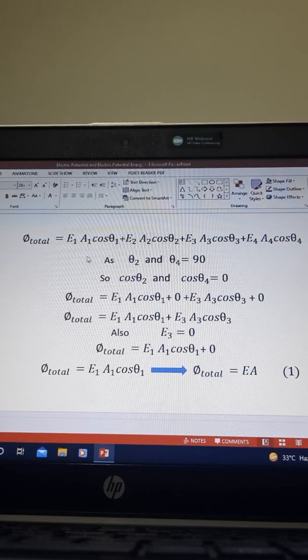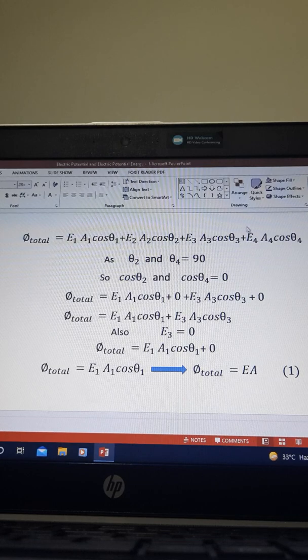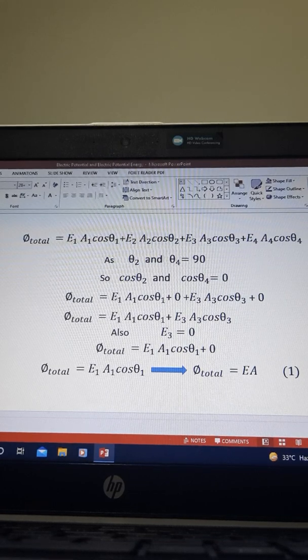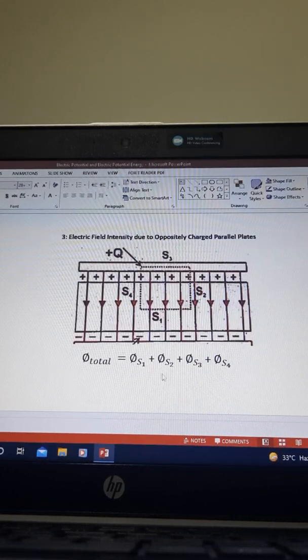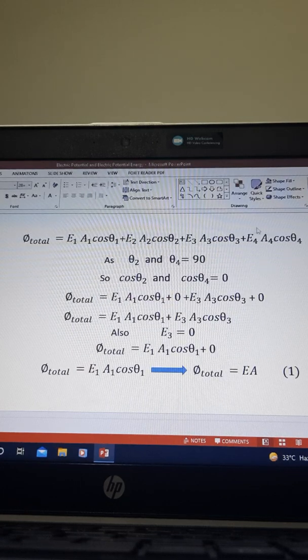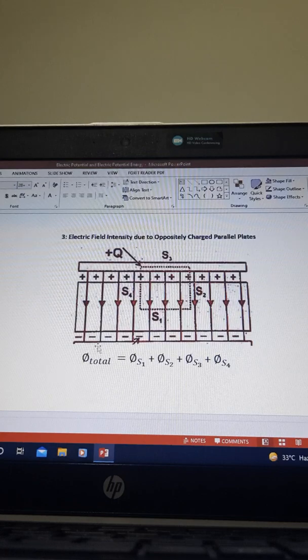So for S1 we will be putting it as E1 A1 cos theta 1, E2 A2 cos theta 2 and like this. So this equation with phi S1, S2, S3 and S4 is actually modified in this way. So now you can look at the Gaussian surface.